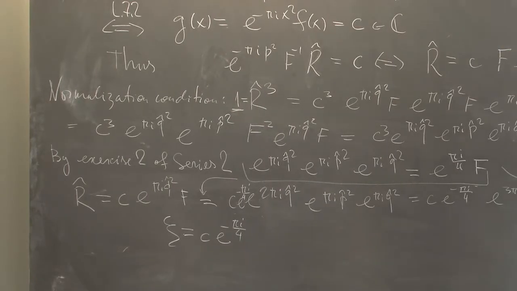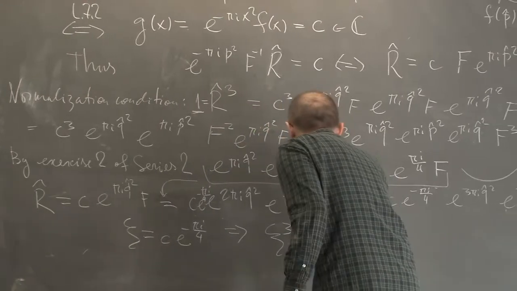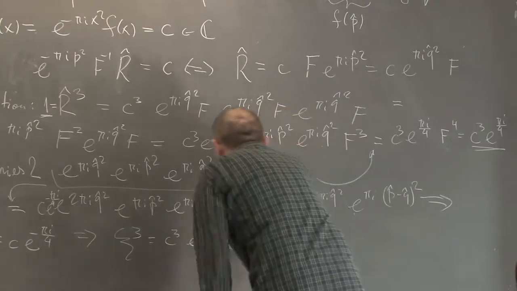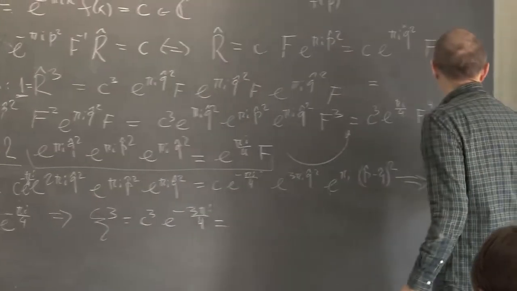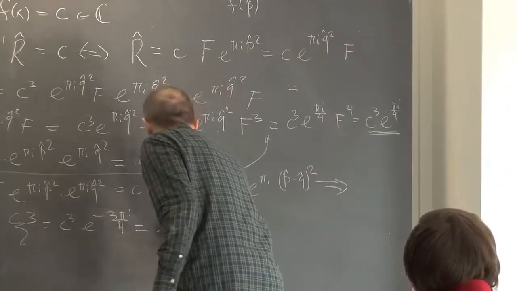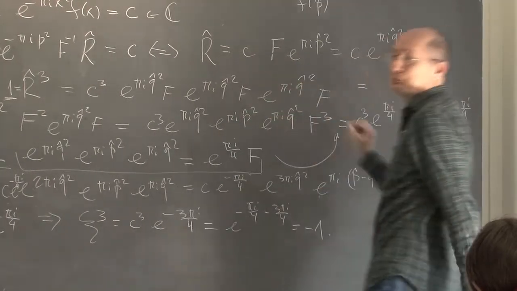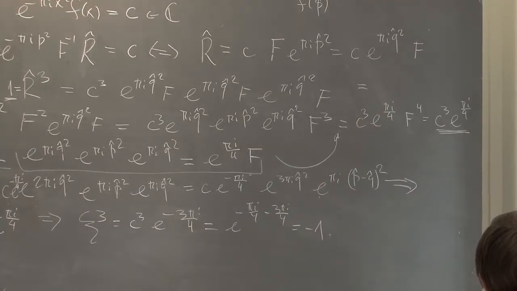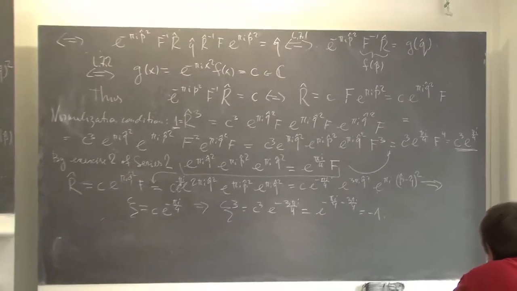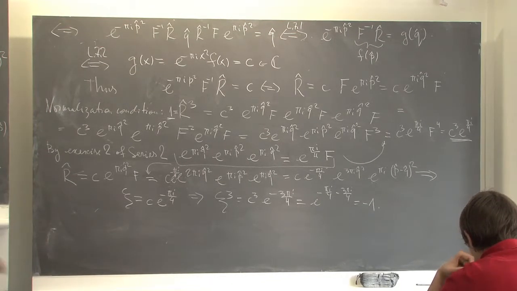So now we raise zeta to the power 3, which equals C cubed e^{-3 pi i/4}. And by this equation, C cubed is the inverse of e^{pi i/4}, e^{-pi i/4}, minus 3 pi i over 4, and that is minus 1. So that's the end of the proof.